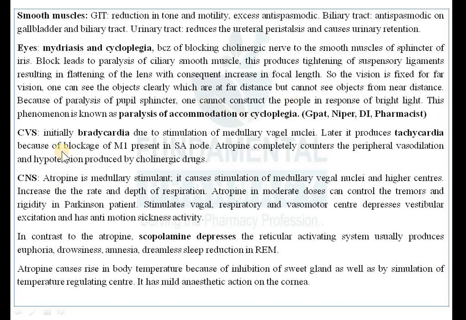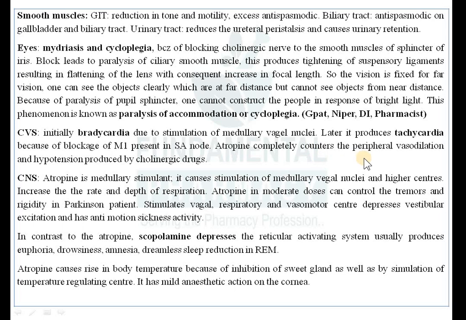Now CVS, cardiovascular system, what is the effect of atropine? Initially atropine will cause bradycardia due to stimulation of medullary vagal nuclei. Later it will produce tachycardia because of blockage of M2 receptor present in the SA node. So mostly it will cause tachycardia. It has a biphasic response, but you just remember tachycardia. So tachycardia is because of blockage of muscarinic receptor. Normally acetylcholine causes bradycardia, so if you block it, what happens? Tachycardia. So that's why atropine causes tachycardia.